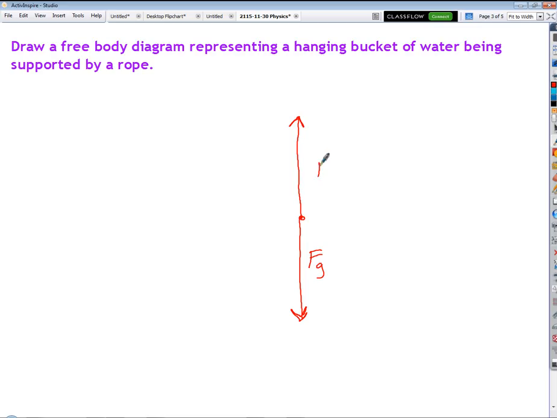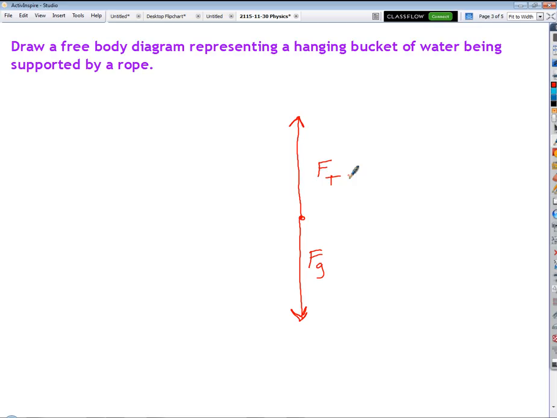Yeah, F sub T. What's that stand for? Tension. Yeah, good. Tension is a word we use to describe force that's transmitted through something flexible, like a rope or a string or a cable. Okay, very good. All right, good job.